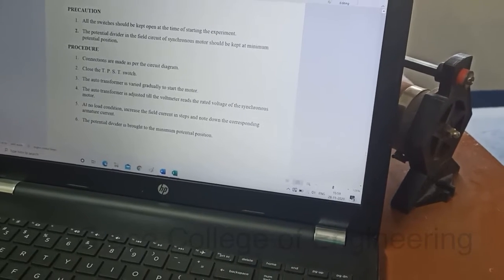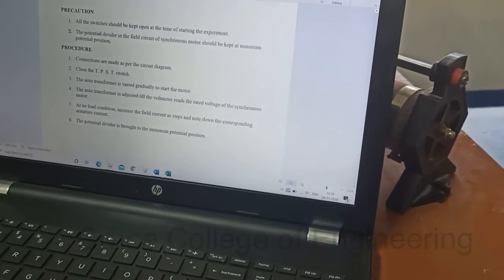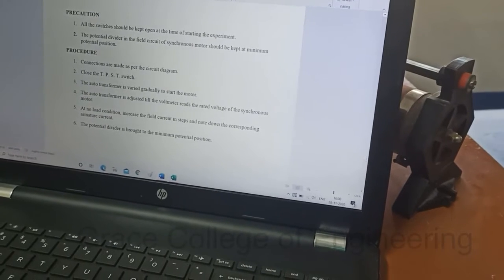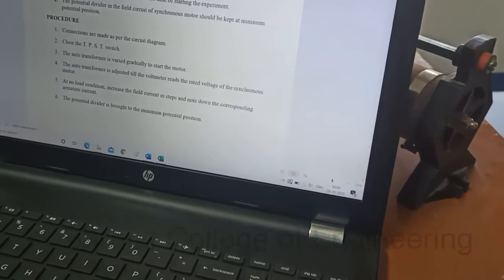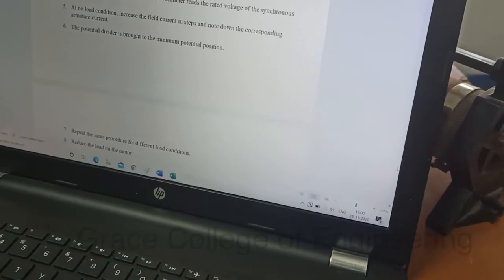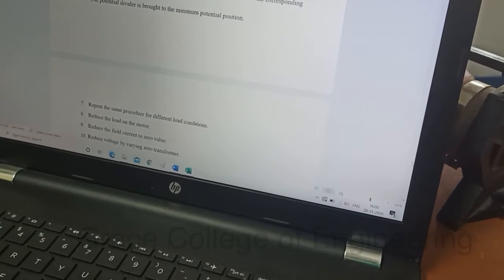So at the no load condition, you increase the field current in steps and note down the corresponding armature current. Using the rheostat, bring it to the minimum position and repeat the same procedure for different load conditions, noting the readings. So this is the tabular column of this experiment. We take the corresponding readings, note them, and draw the curves.